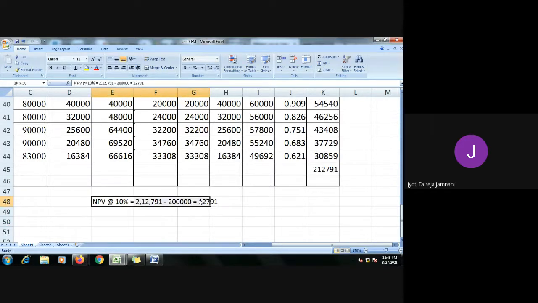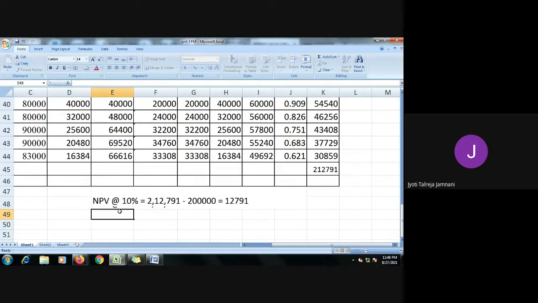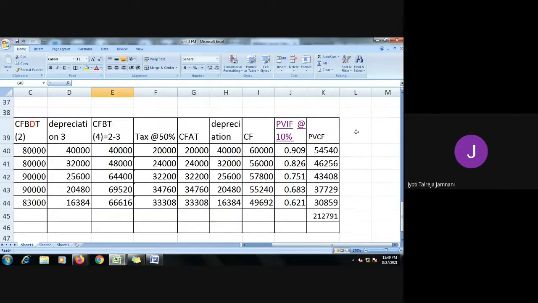If you see, this NPV is positive. When the NPV is positive, the next rate should be higher than 10%. If the NPV was negative, the next rate would have been lesser than 10%. So the next rate that we should consider is 15%. After 10, we try it with 15. Let's check.